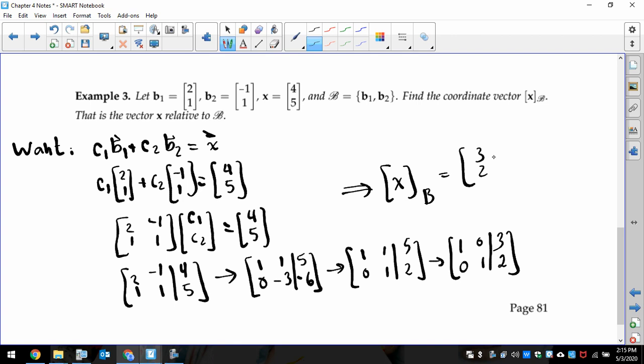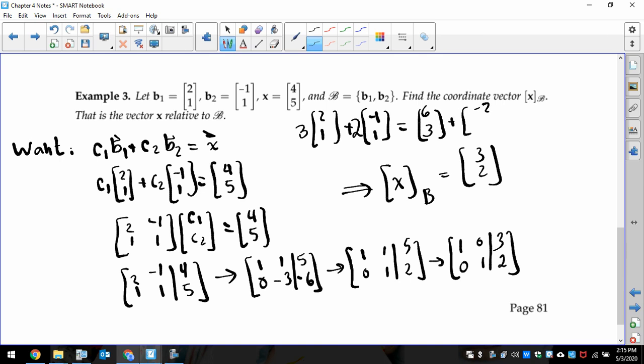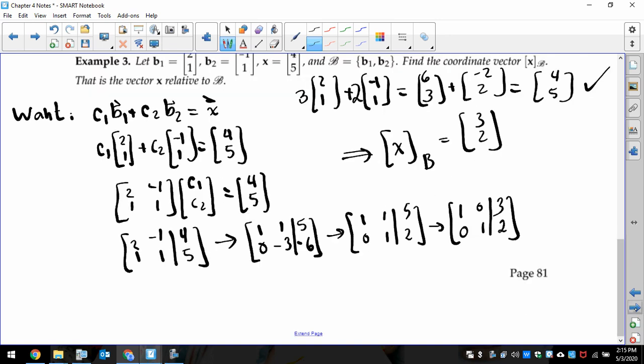You can always check your answer. Let's just take 3 of b1 and 2 of b2, and we're going to get 6, 3 plus negative 2, 2, which gives me 4, 5, which is x. Sure, let's keep moving.